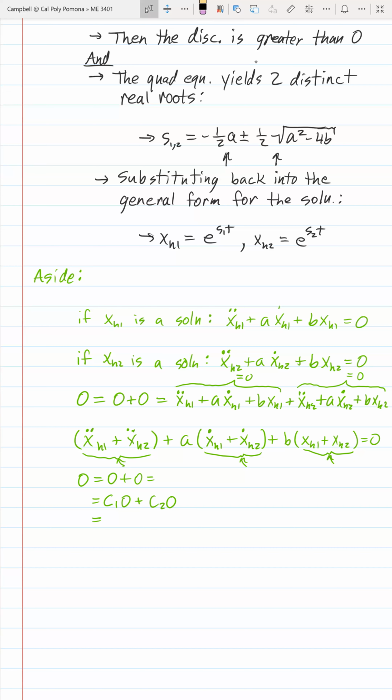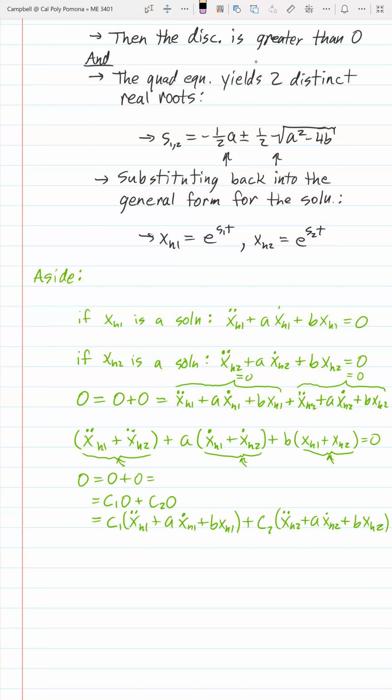So that means that I have C1 times XH1 double dot plus AXH1 dot plus BXH1 plus C2 times XH2 double dot plus AXH2 dot plus BXH2, though that looks more like 2 H's rather than an H2. Okay, so let's get that adjusted here.